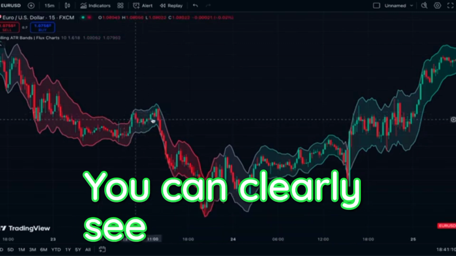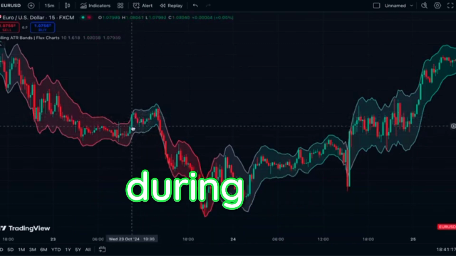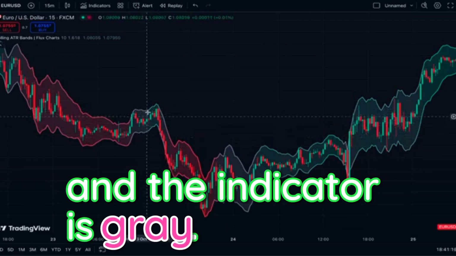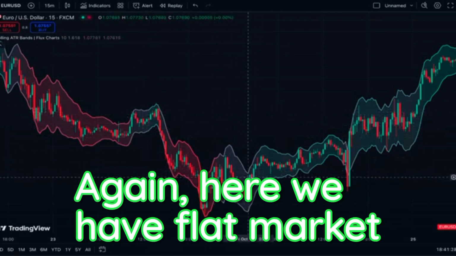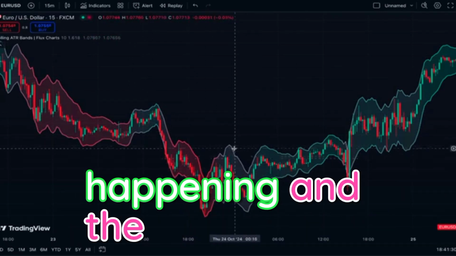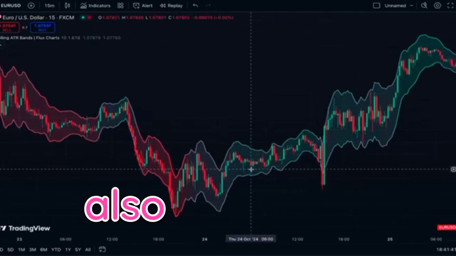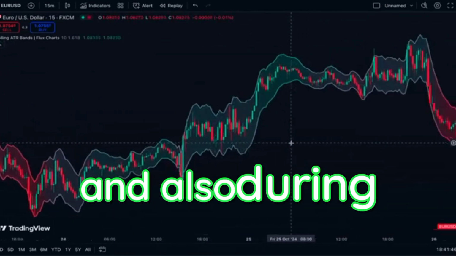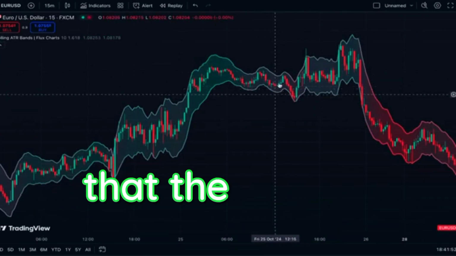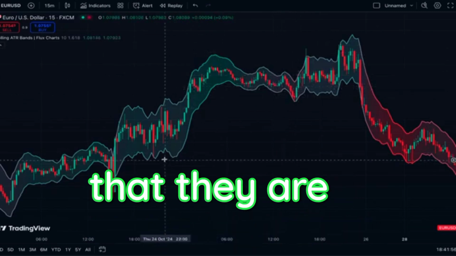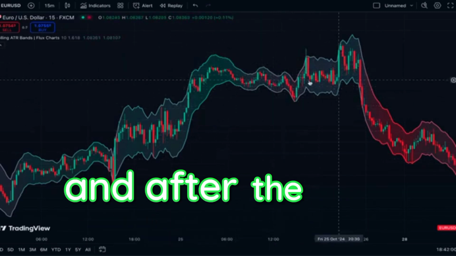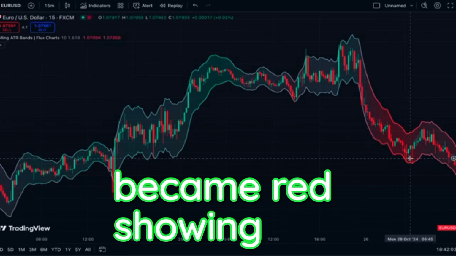You can clearly see that here the market is flat during this pullback and the indicator is gray. Again, here we have a flat market when this reversal is happening and the indicator is gray, as you can see. Also in this part, during this flat market, you can see that the bands are gray. Before that, they are green, showing uptrend. And after the flat market, the bands became red, showing downtrend.